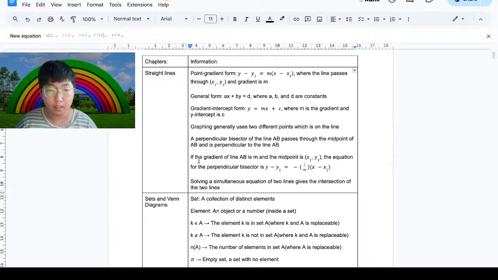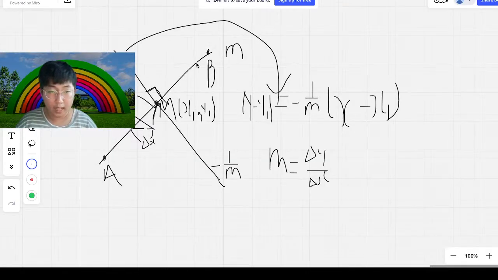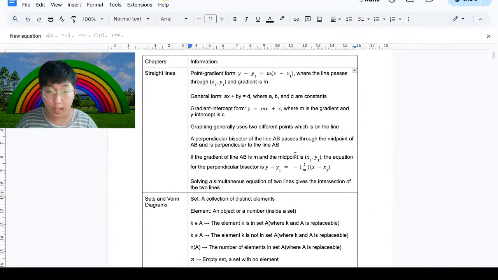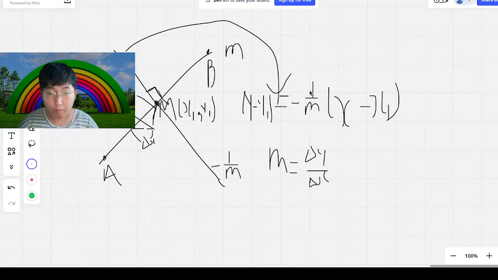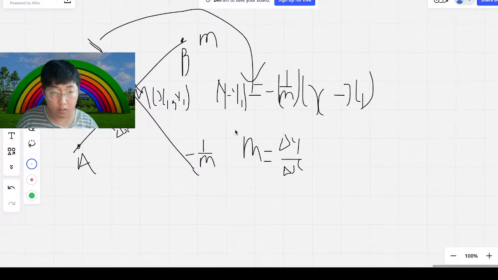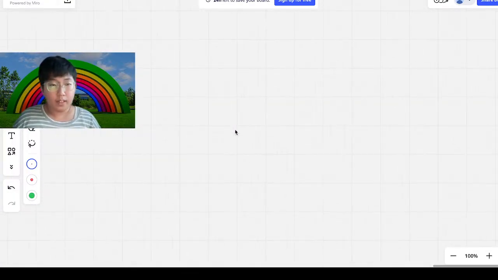If the gradient of the line AB, which is the line AB here, is m, and the midpoint is x1 comma y1, the equation for the perpendicular bisector is y minus y1 is equal to negative of brackets 1/m brackets, times x minus x1. We can put brackets here, or we can just leave the brackets out. So then we have that.